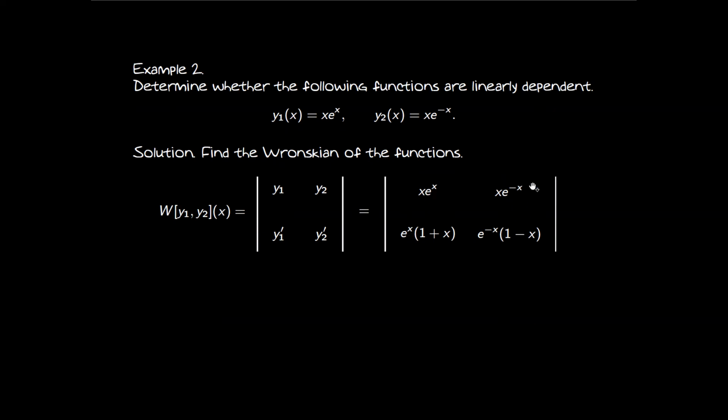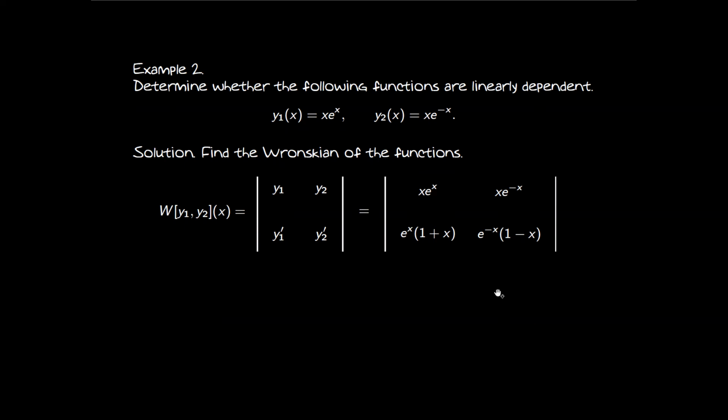And for the second entry, the derivative for x is going to be 1, right? So you're going to get 1 times e to the negative x. And then the derivative for e to the negative x is going to be minus e to the negative x times x, right? So you're going to get minus x times e to the negative x.